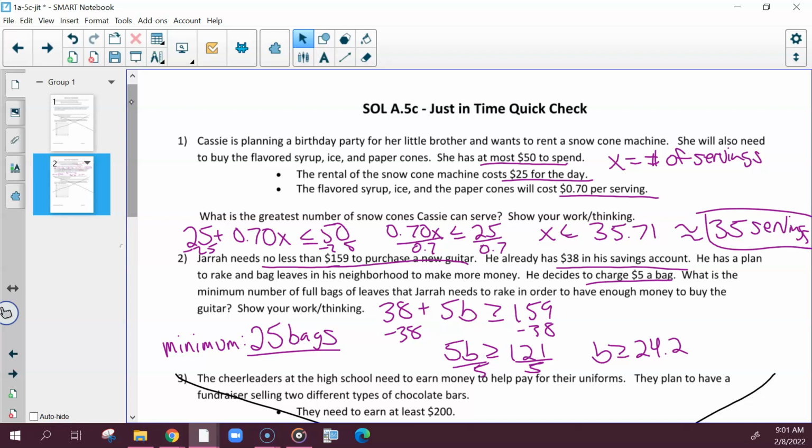So at most is like no more than, can't spend more than what she has. She can't spend more than $50, so that would be less than or equal to 50. And then we know the rental of the snow cone machine is $25 for the day, so that's $25 no matter what. And we know the flavored syrup, the ice, and the paper cones will be 70 cents per serving. So we don't know the number of servings.